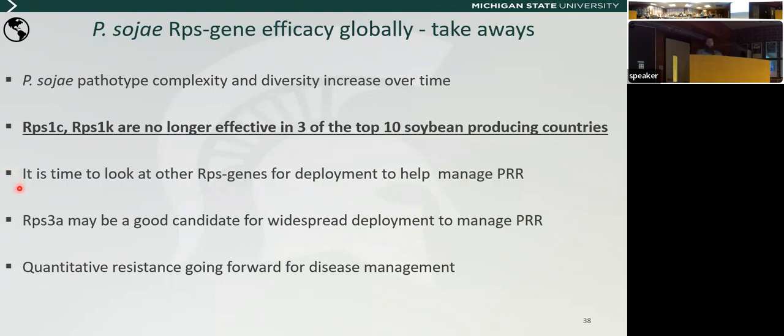In the short term, RPS3A may be a good candidate for redeployment. It's already introgressed into soybean commercial varieties. We just need to make it more widely available, because this gene, not only in Michigan but also in surrounding states in the US and Canada, is at least reported to be effective against those populations from this study. And similar to what we found in Michigan, we do believe that quantitative resistance, or partial resistance, will be even more important going forward to help manage our Phytophthora stem and root rot problems.